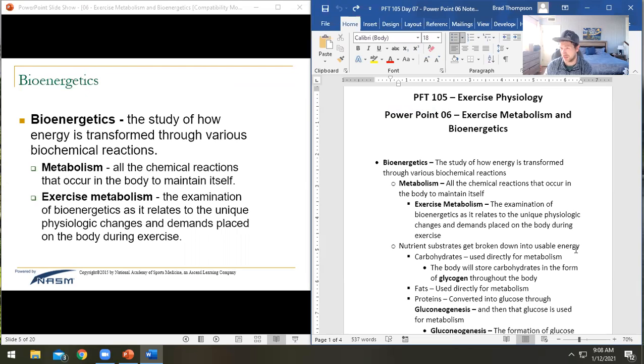And then we have our exercise metabolism. Now, this term is a special one, right? Exercise metabolism is a unique term that we talk about as personal trainers. Until now, we've kept the conversation very much in the realm of metabolism in general and energy systems in general. But exercise metabolism is a unique version. It is the examination of bioenergetics as it relates to the unique physiologic changes and demands placed on the body during exercise.